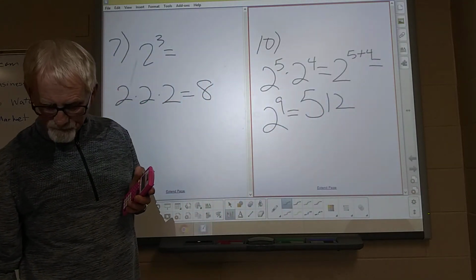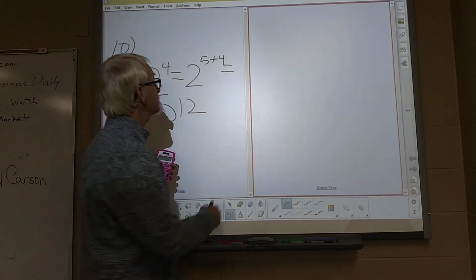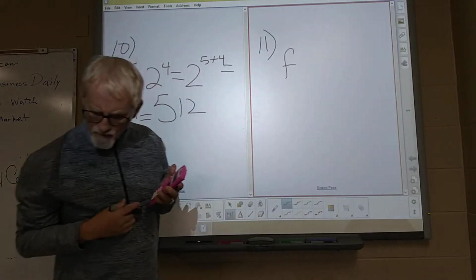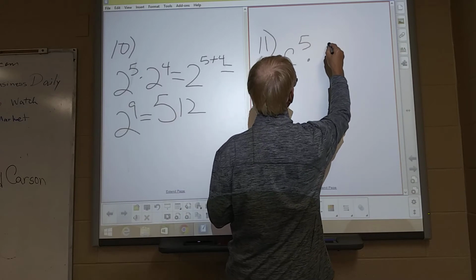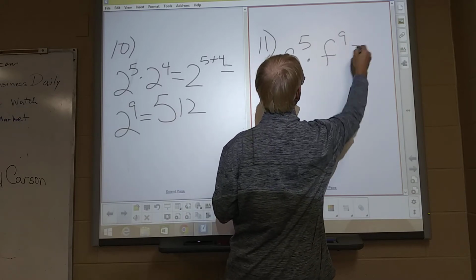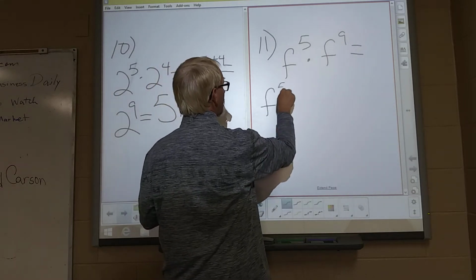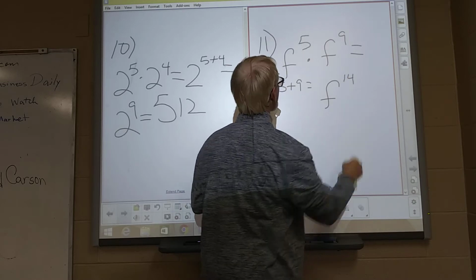It's pretty easy. If you don't have a number, like number 11, if you just have letters, variables, you have f to the 5th times f to the 9th. Just add the exponents. 5 plus 9 is 14. F to the 5 plus 9 is equal to f to the 14th power.